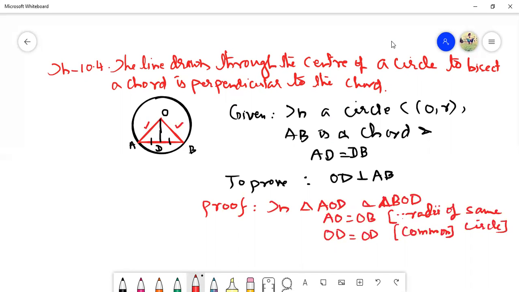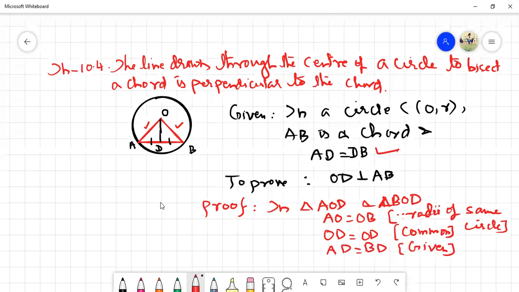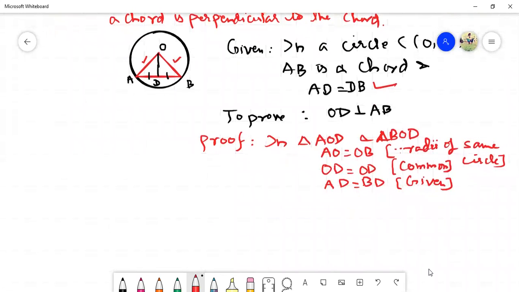Then AD is equal to BD, given. Yes, this is AD is equal to BD. This is the given condition. Therefore, by SSS congruency, triangle AOD is congruent to triangle BOD.